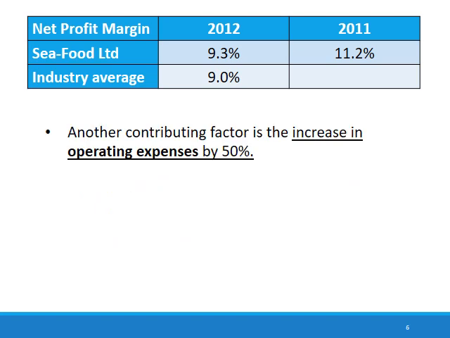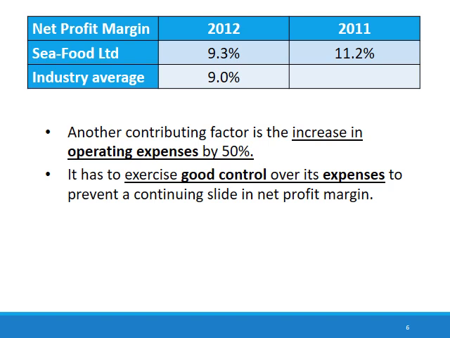Another contributing factor is the increase in operating expenses by 50%. It's quite a significant increase. It has to exercise good control over its expenses to prevent a continuing slide in net profit margin. So basically, the company has to work hard to control its expenses. In real life, this is generally the case for the F&B industry in Singapore. Most of the F&B companies have to exercise good control with expenses in order to maintain or increase profit margin.